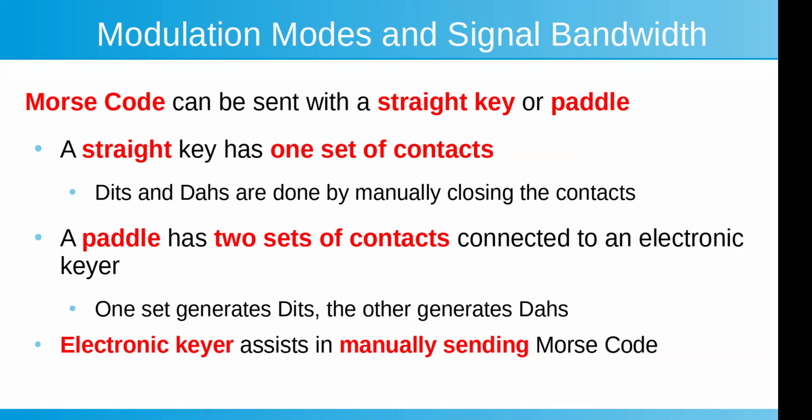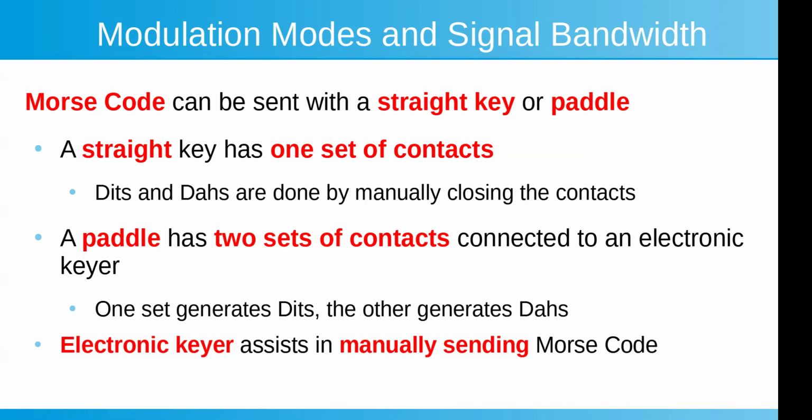There's also what's called a paddle, which usually has 2 sets of contacts. I think I've seen some where it's a single paddle and you push it left or right to make a dit or a da. Either way, the paddle generates dits and das separately, and you normally feed that to what we call an electronic keyer. Some transceivers have that capability built in instead of having an external box.